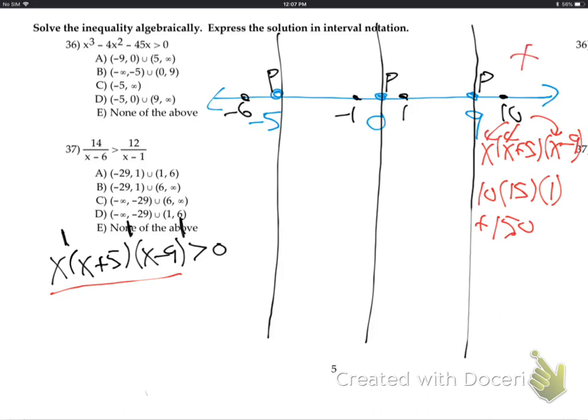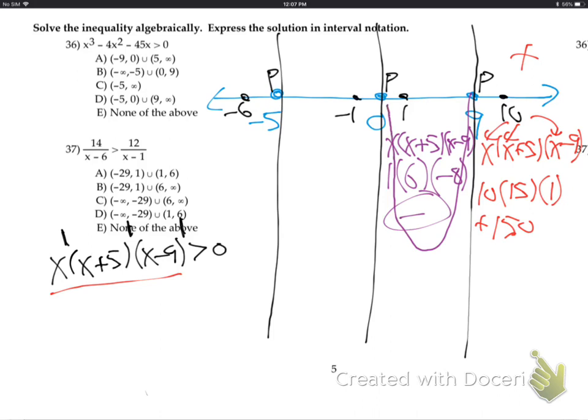Now let's go plug in 1 into x plus 5, x minus 9, plug in 1 times 6 times 8. It's negative, isn't it? Positive times negative. So this one's negative. What does that mean? That means the graph goes down here. The graph is up here. It's positive. Let's try the third one.